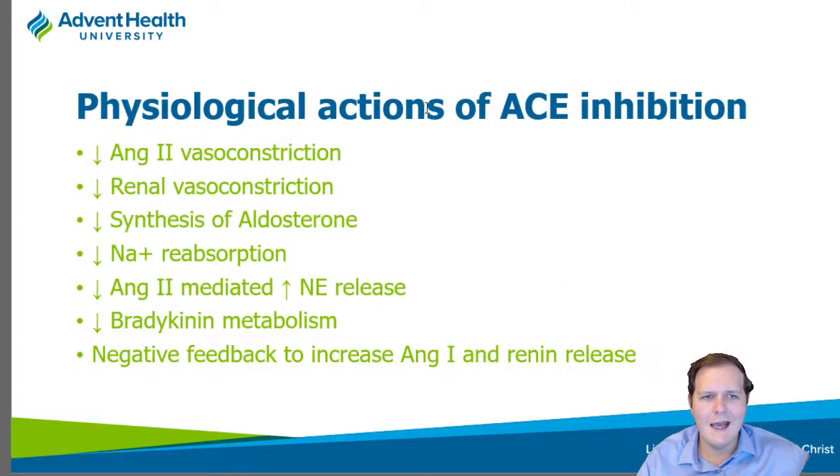So what are the physiologic actions of ACE inhibition? What if I have a drug that blocks the activity of angiotensin converting enzyme? Well, I'm going to get less angiotensin 2 being formed. That's good. I'll get less renal vasoconstriction, which may be bad for some patients, as we'll see. I'll have less aldosterone being made. I'll have less sodium reabsorption. I'll have less sympathetic nervous system activity, so I'm going to have less norepinephrine being released overall, and I'll have decreased bradykinin metabolism.